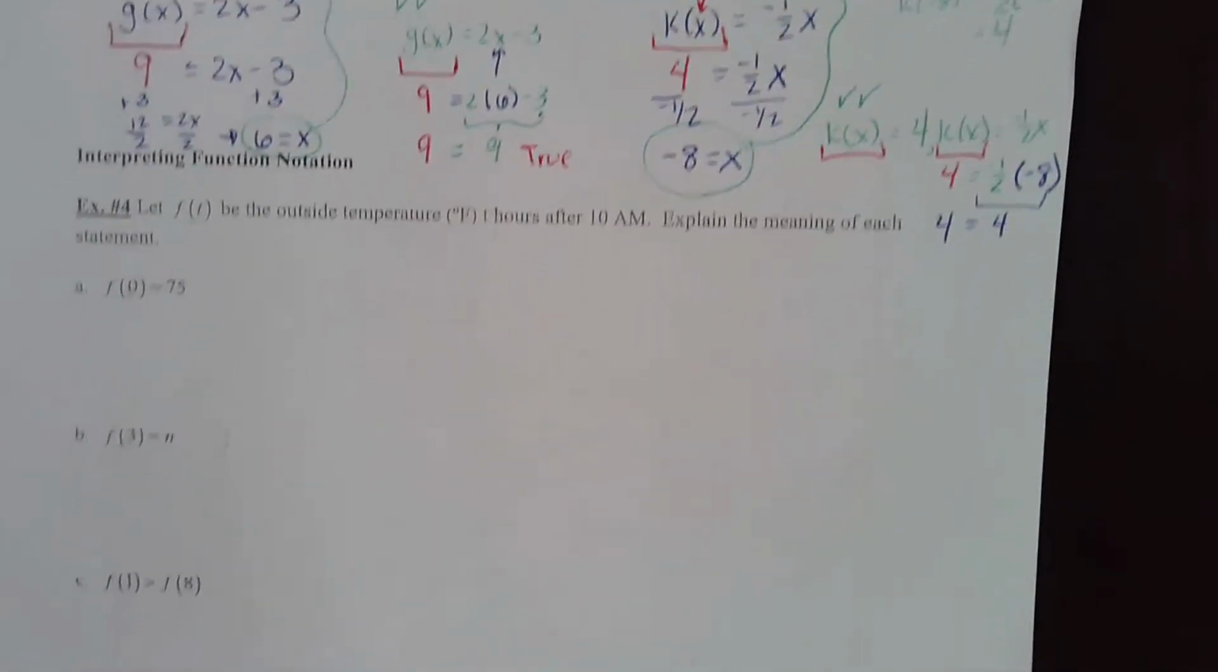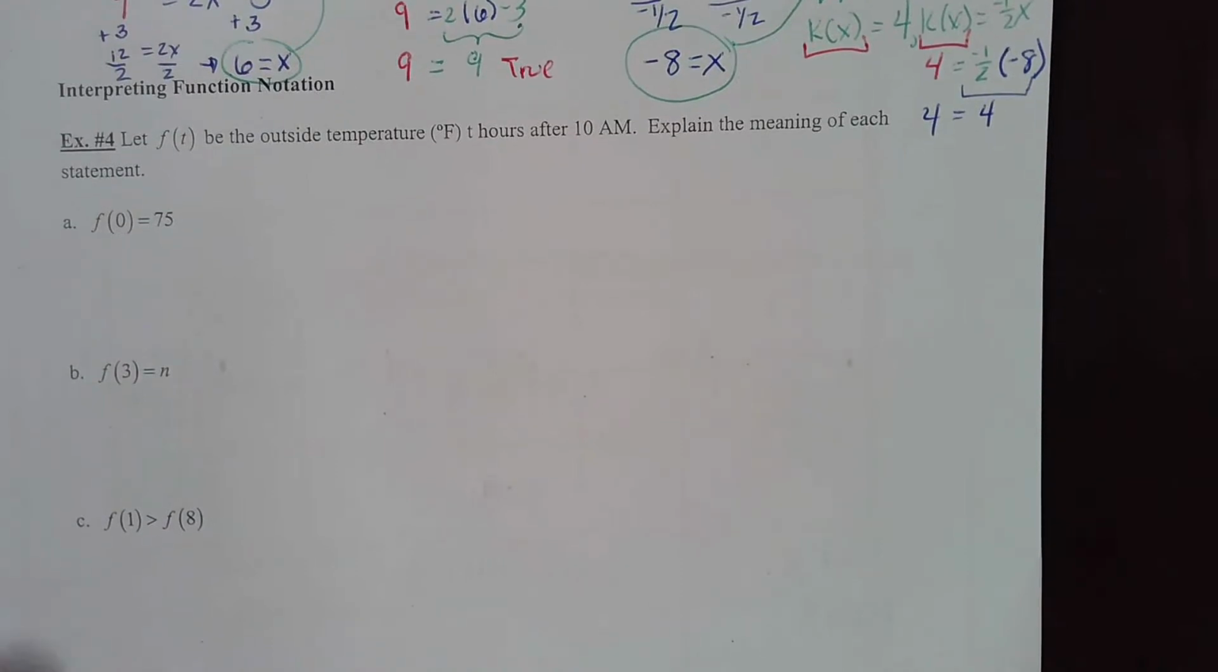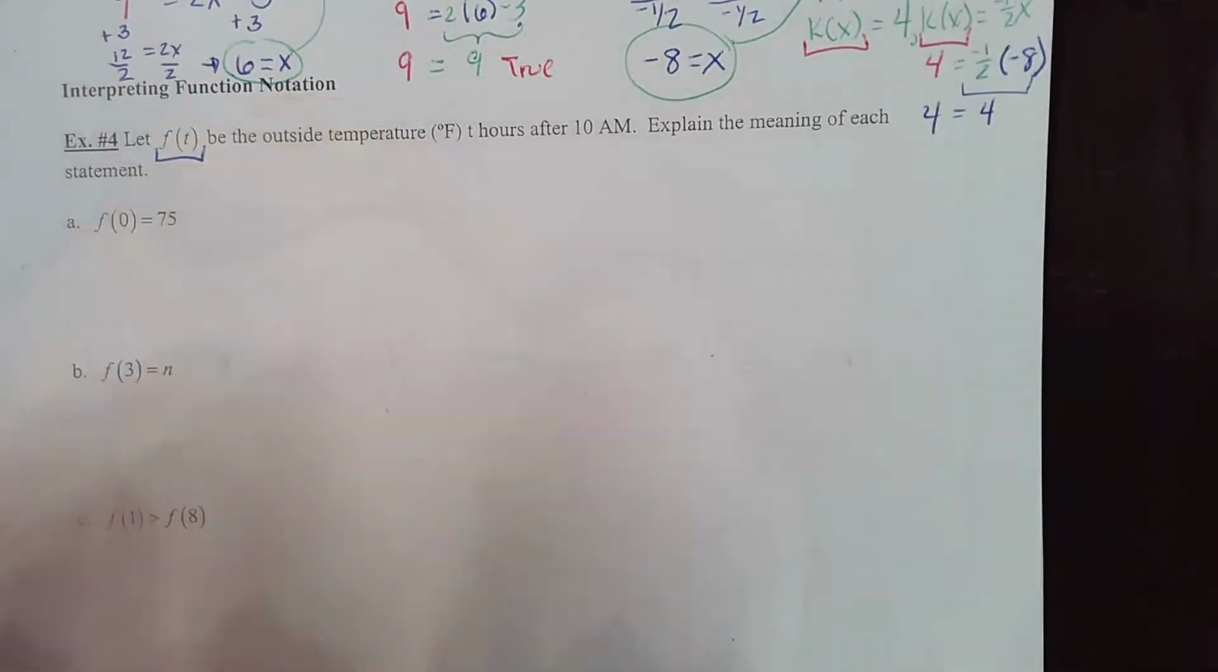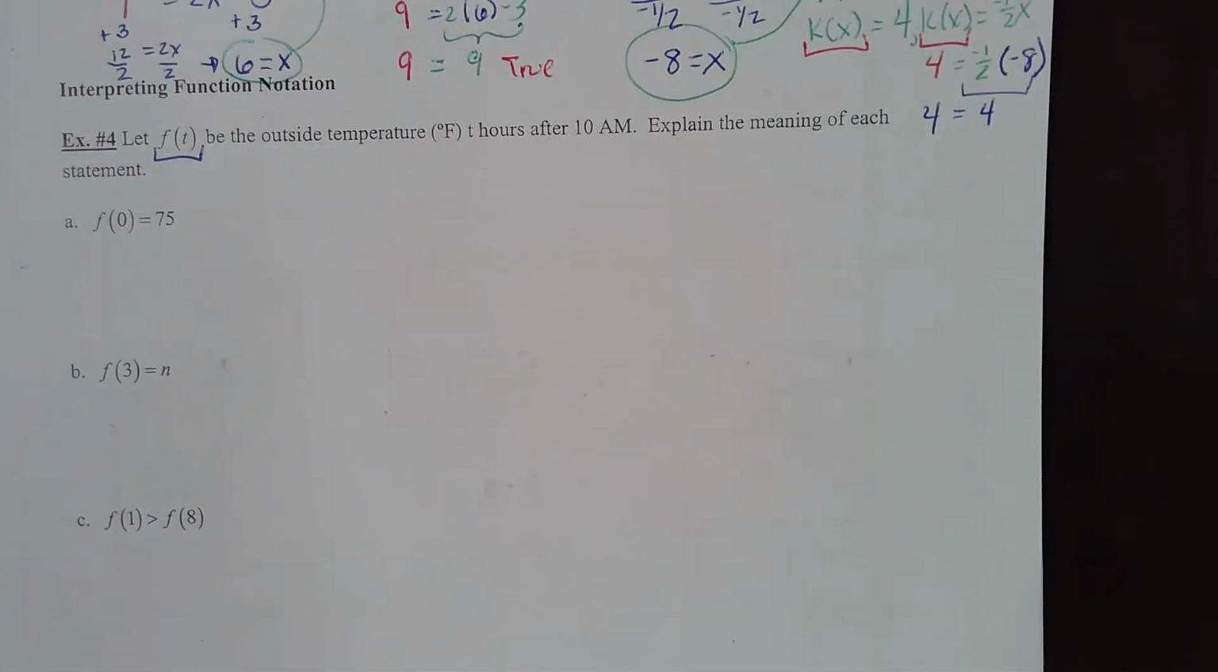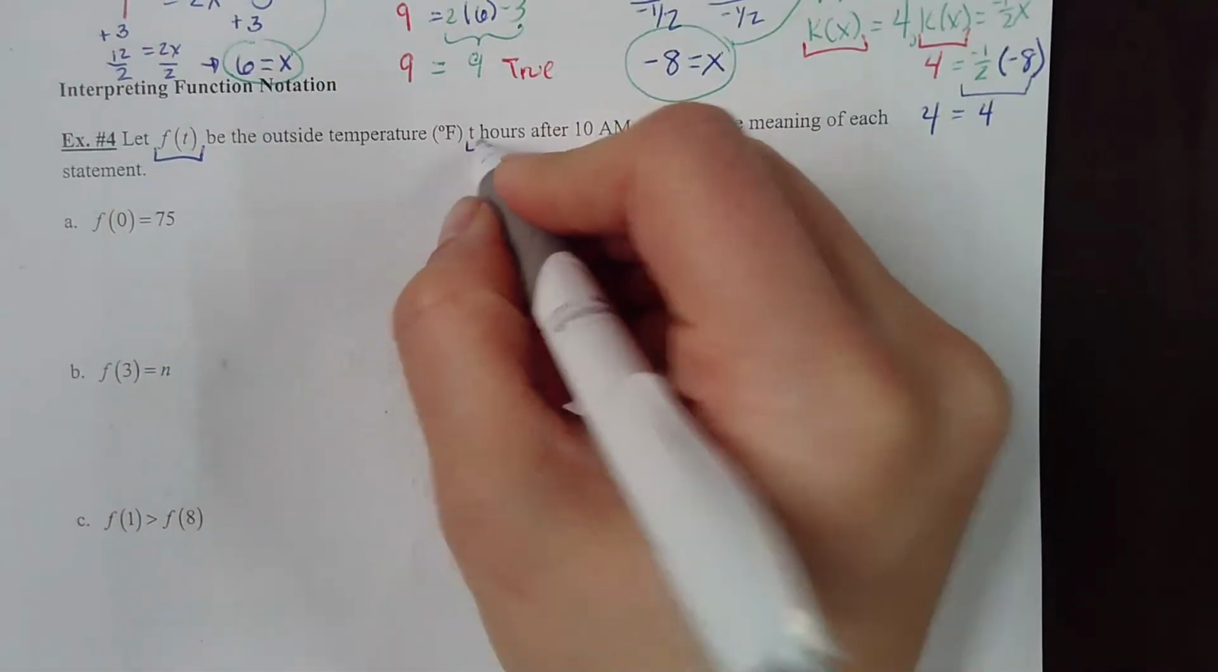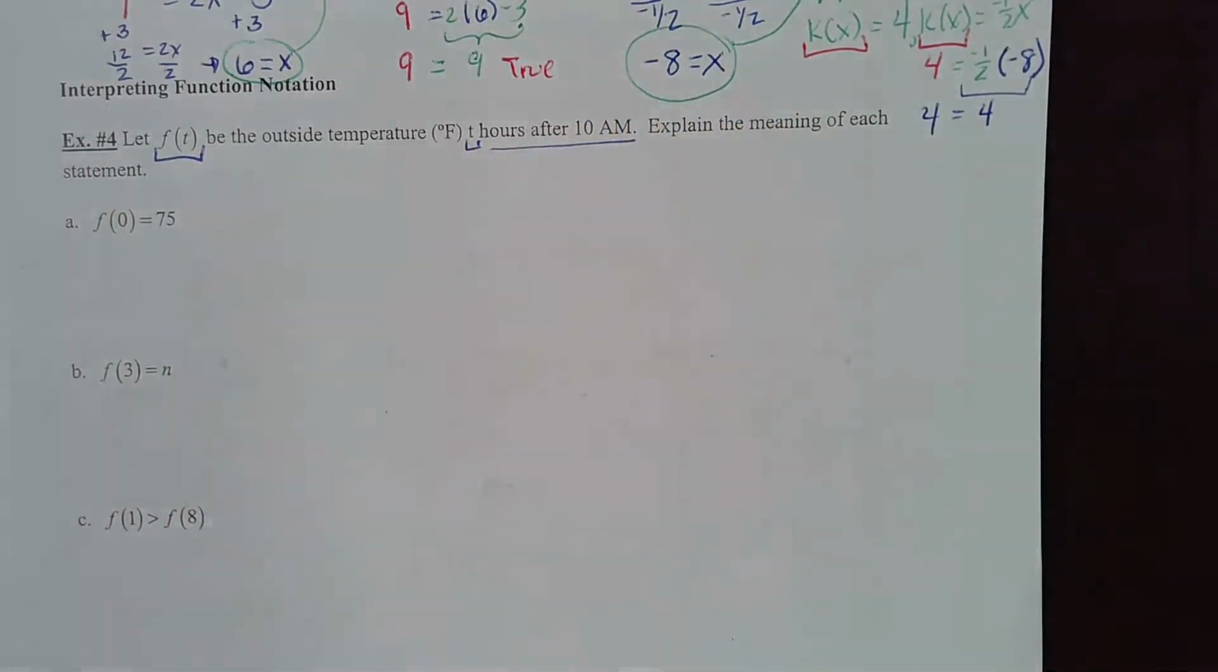Number 4 is all about interpreting functions. For example, 4. When we interpret functions, we have to understand what each of the different pieces mean. F at T is the temperature outside in degrees Fahrenheit. T is hours after 10 a.m. So let's just start there.